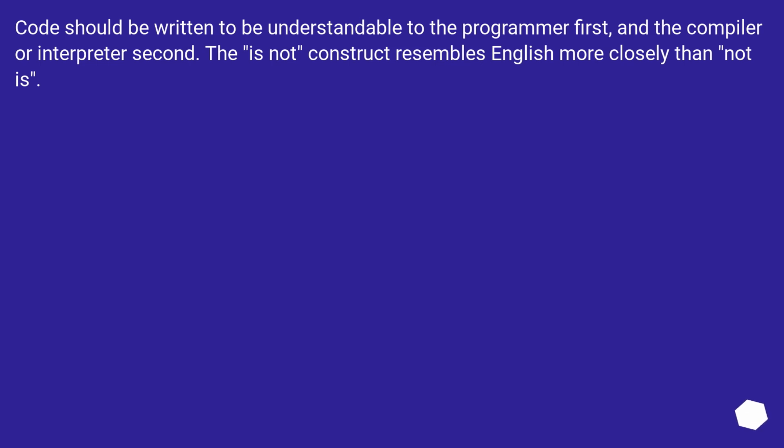Code should be written to be understandable to the programmer first, and the compiler or interpreter second. The is not construct resembles English more closely than not is.